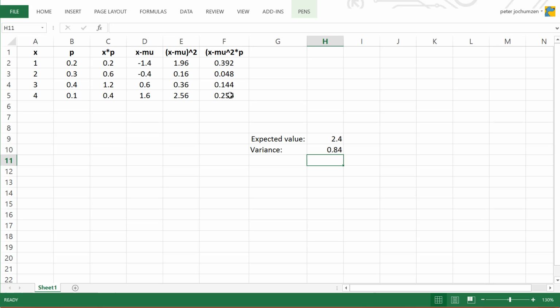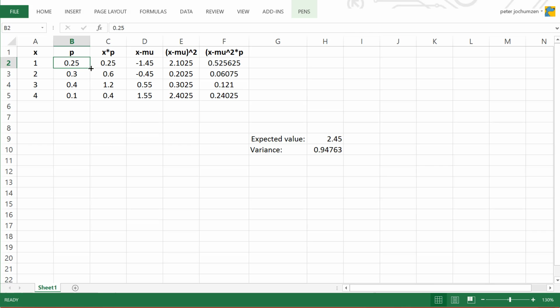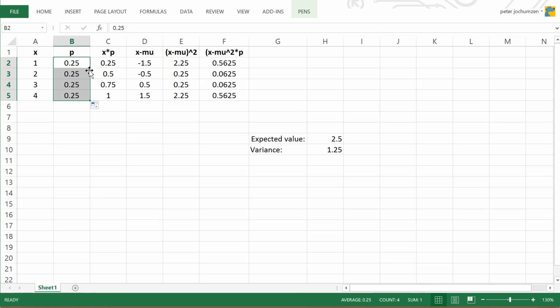So to get some intuition about this formula, let's simplify things a little bit and make each possible outcome equally likely. Since we have 4 of them, we need to make each probability 0.25. Now, since they're equally likely, the expected value is just the average of these. It's typically the weighted average, but the weights are the same, so the average is 2.5. So that's the expected value, right in the middle.